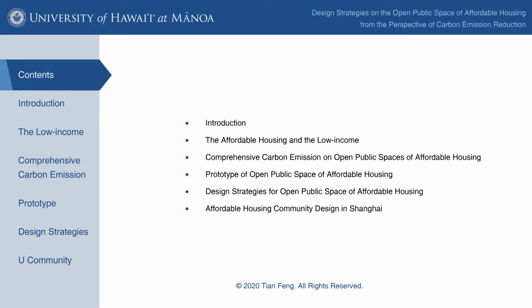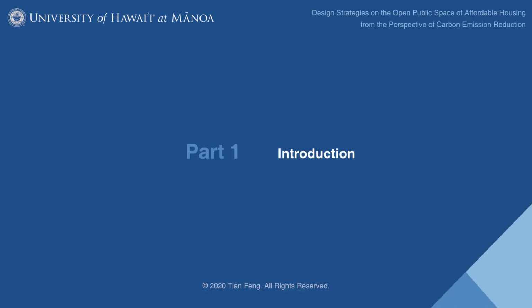The whole dissertation includes 9 chapters. To make it simpler, today I will divide it into 6 parts, including introduction, the affordable housing and the low income, comprehensive carbon emission of different situations, prototype researches, design suggestions, and my own design. Let's start from the introduction.